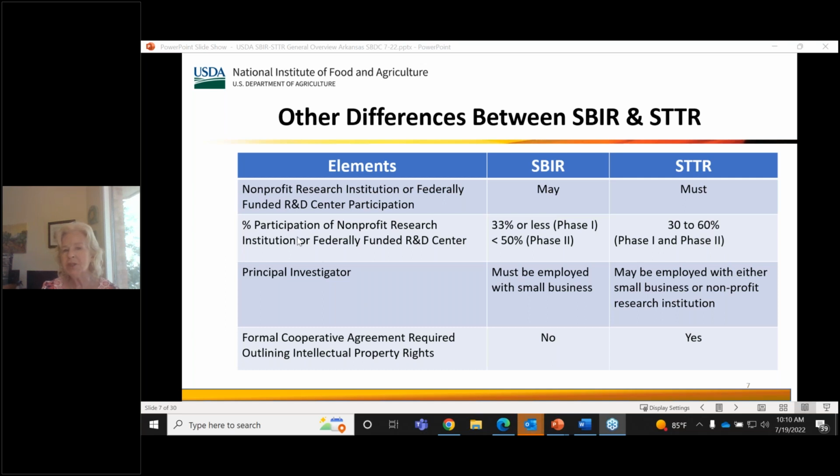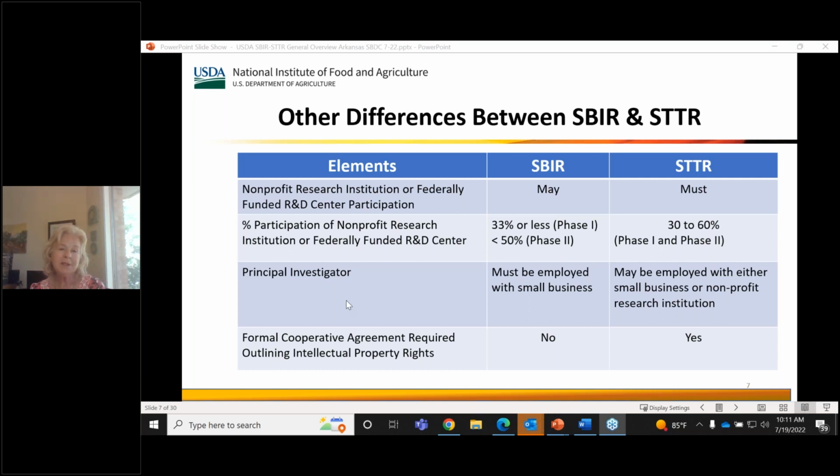The percent of participation of the nonprofit research institution or federally funded R&D center is different for these two. And this is probably the biggest sticking point, I suppose, or the biggest thing to wrap your head around. For SBIR, the nonprofit university or federal lab is 33% or less for phase 1 and 50% for phase 2. And then for STTR, it's 30 to 60% for phase 1 and phase 2.